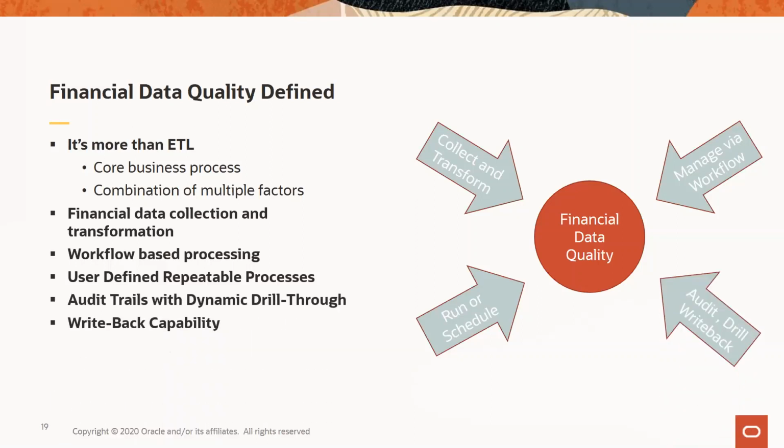And then when you're done, you want to be able to audit what you've done in case there are problems, in case you want to investigate data. You need to have these audit trails. You want to be able to drill through. You want to have a 360-degree view of your data in EPM as well as where that data came from. So these four factors together is what we define as financial data quality.